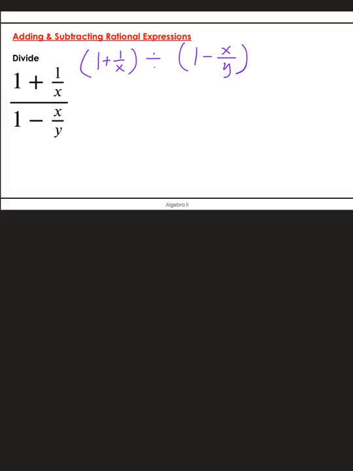I'm going to start with the 1 + 1/x. So when I look at 1 + 1/x, I know this can be written as 1/1 + 1/x. And then to make a common denominator, this 1/1 can become x/x because 1 can be written in many different ways. So x/x + 1/x. And that's going to give me (x + 1)/x. So this is really going to be (x + 1)/x divided by.